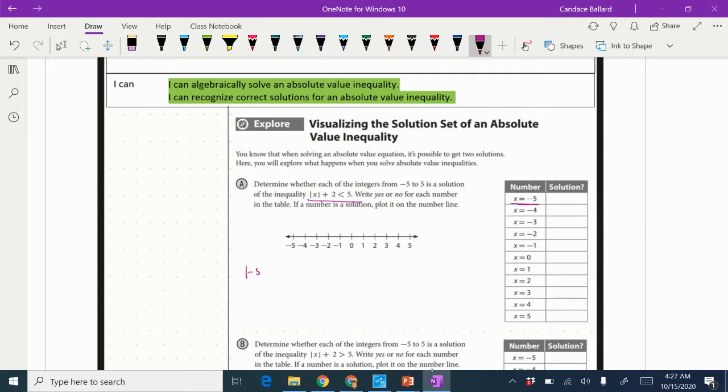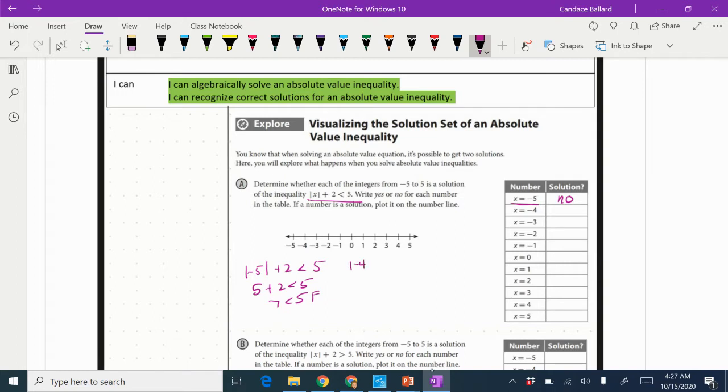So my first one is the absolute value of -5 plus 2 less than 5. The absolute value of -5 is 5, plus 2 is 7. So 7 is not less than 5. This would be a false statement, so I would say that this is no. I'm just going to keep doing that. So I'm going to put -4 in next.